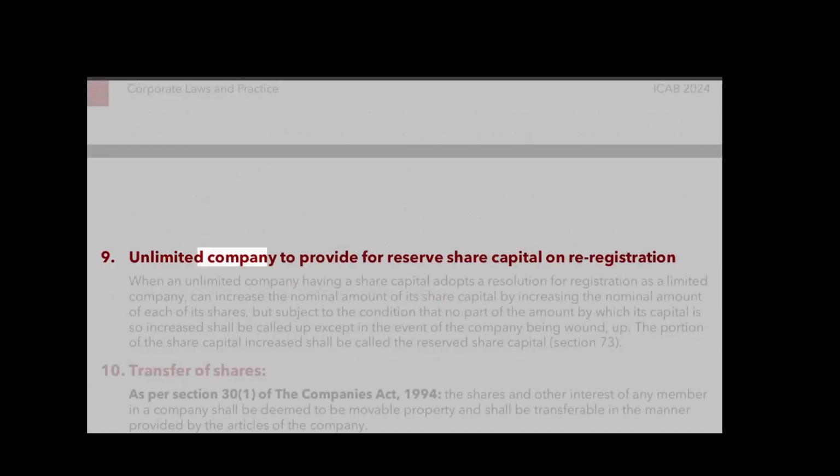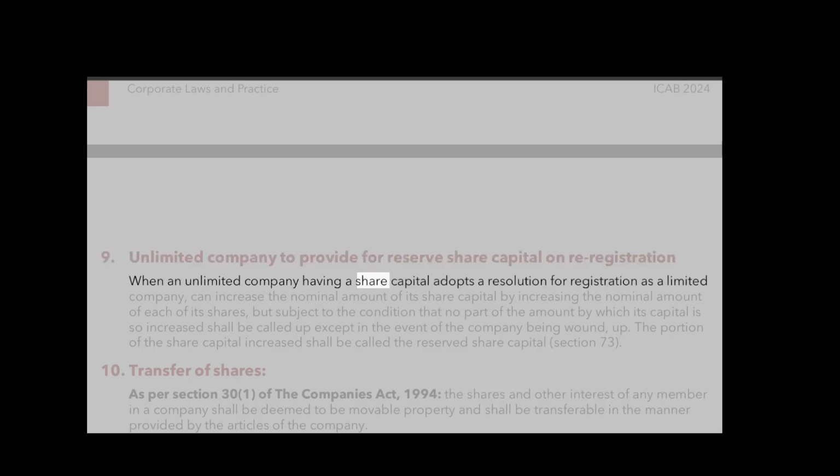9. Unlimited company to provide for reserve share capital on re-registration. When an unlimited company having a share capital adopts a resolution for registration as a limited company, it can increase the nominal amount of its share capital by increasing the nominal amount of each of its shares, but subject to the condition that no part of the amount by which its capital is so increased shall be called up except in the event of the company being wound up. The portion of the share capital increased shall be called the reserved share capital. Section 73.